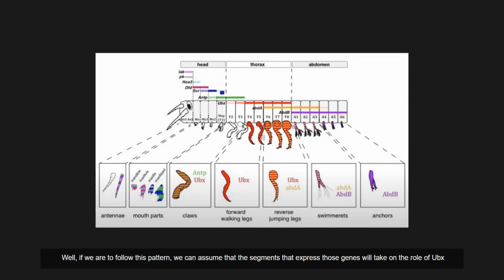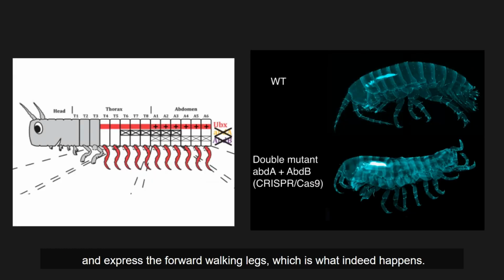What would happen if we were to knock out both abdominal A and abdominal B? Well, if we are to follow this pattern, we can assume that the segments that express those genes will take on the role of UBX and express the forward walking legs, which is what indeed happens.